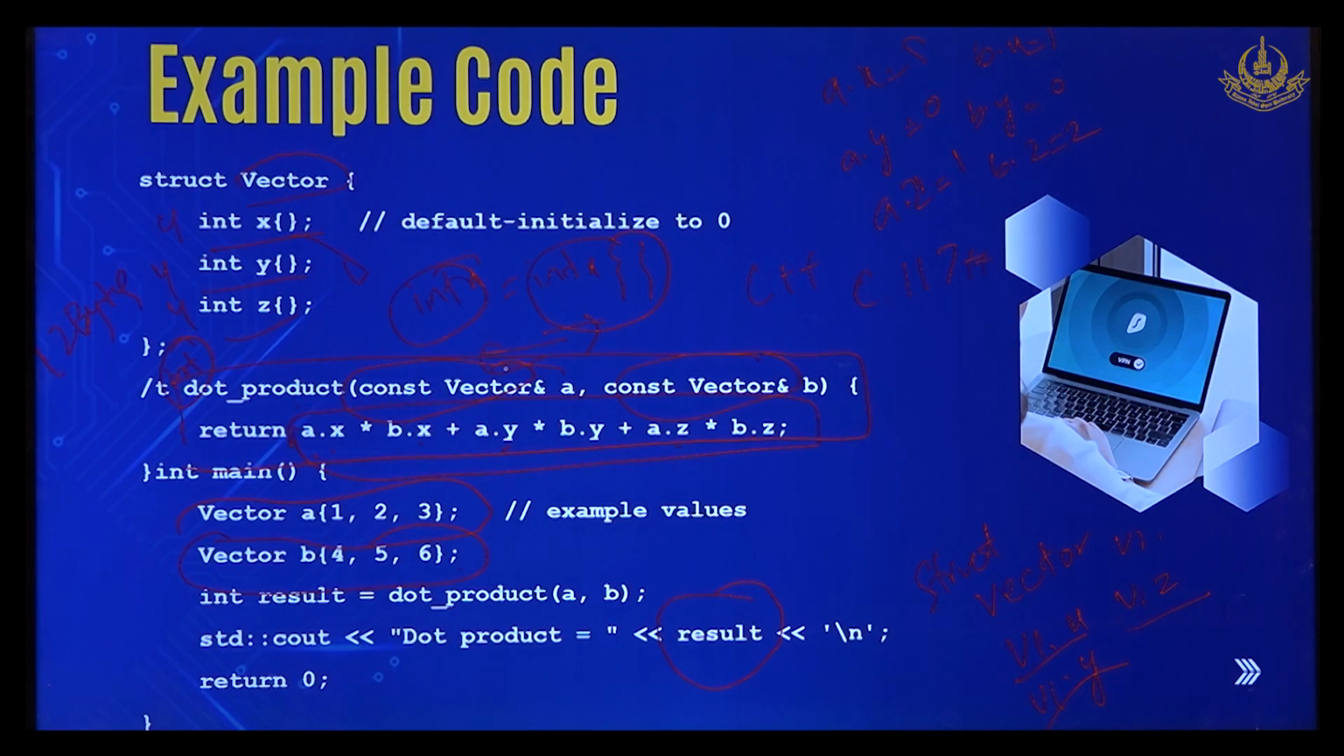A dot x into B dot x, what would that mean? 5. Then A dot y into B dot y, what would that mean? 0 into 0, that is 0. Then A dot z into B dot z, that would be 1 into 2. So, that would be 5 and 2. 5 plus 2, that would be equal to 7. So, we would get 7 in the result here.